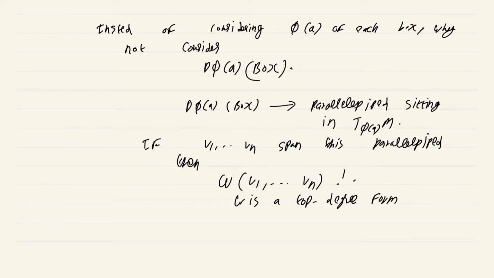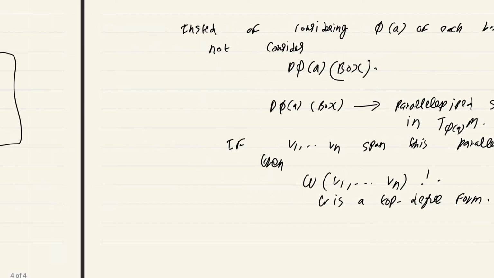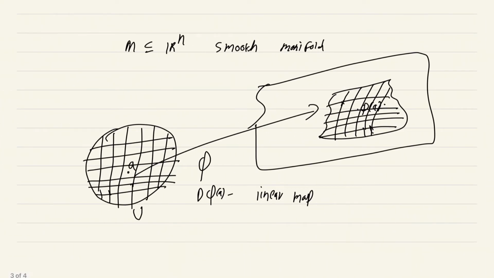So imagine that omega gives you the value of, or it measures, the volume or area of parallelepipeds sitting in the tangent space. We now look at the tangent space obtained by taking d phi a of boxes and act omega on that. So the essential idea of integration now reduces to the classical idea of partitions.